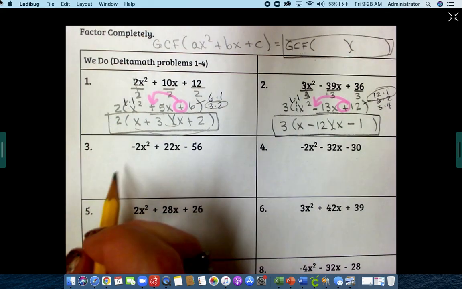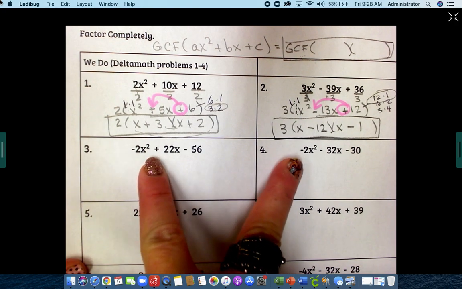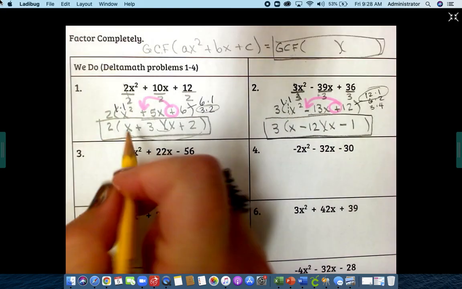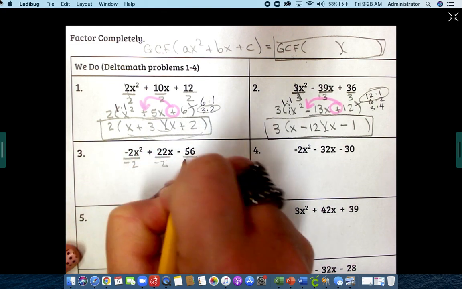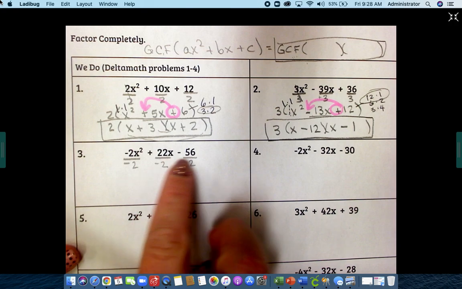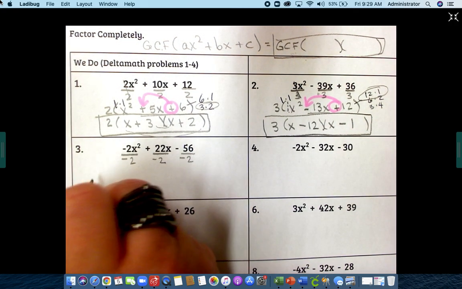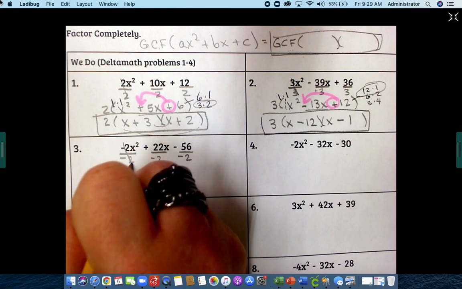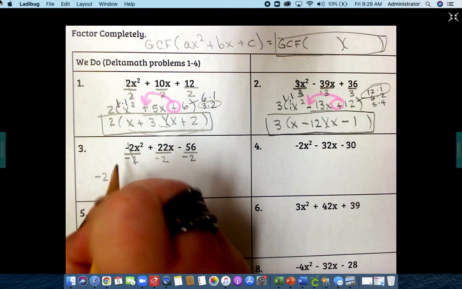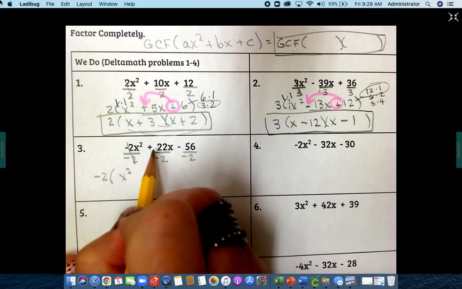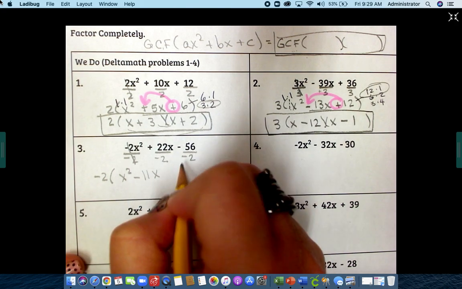Okay. All right, now if you notice 3 and 4, their coefficient here, your leading coefficient, is a negative. So that means I'm going to divide all these terms by a -2. How come I know it will divide? Because they're all even numbers, and even numbers are always divisible by 2. So my GCF of -2 goes outside, but what you're going to have to pay attention to is the signs. Negative divided by negative is positive 1x squared. Positive divided by a negative is a negative 11x.